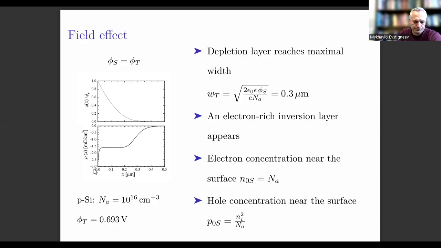And so the total surface charge density is negative elementary charge times acceptor concentration times 2. This factor of 2 comes from the fact that we have ionized acceptors, and also we have electrons whose concentration at the surface is exactly the same as the acceptor concentration at threshold surface potential. And of course, the hole concentration at the surface is negligibly small, by the mass action law.